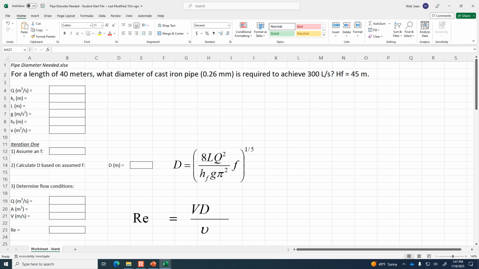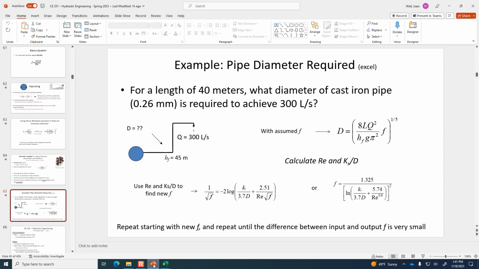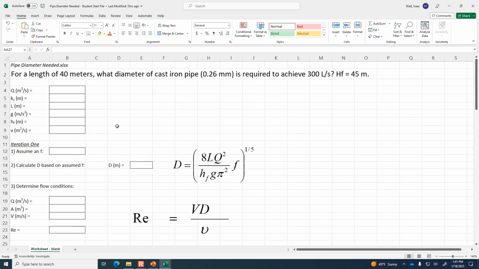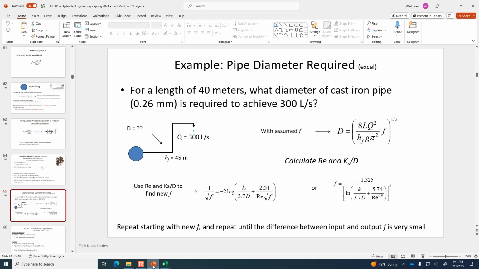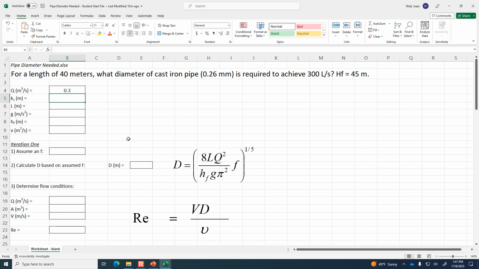All right, so in the example, our flow rate is 300 liters per second. So that is 0.3 cubic meters per second. The pipe is said to be cast iron with a K sub S. Here I've got units of meters specified. So the K sub S is 0.26 millimeters divided by 1,000 millimeters per meter. So 0.00026 is the equivalent sand roughness.